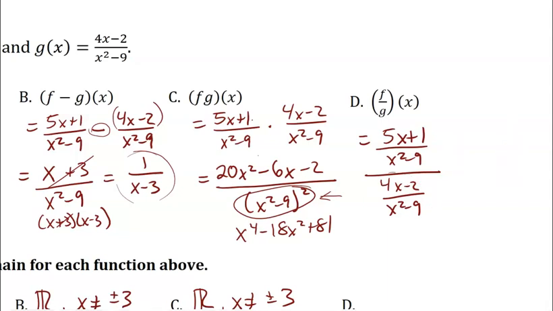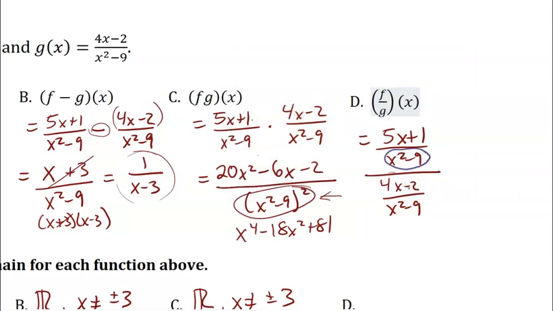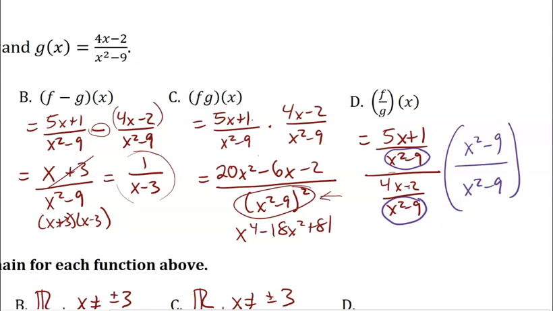Or another thing is, if we're getting rid of complex fractions, we look for the denominator of the inside fraction, which in this case is x squared minus 9. And we're just going to multiply the whole thing by that over itself. The reason we choose this, okay, is because it's going to cancel out the entire denominator there, and I'll have 5x plus 1 left, and then the entire denominator there, and I'll have 4x minus 2 left.